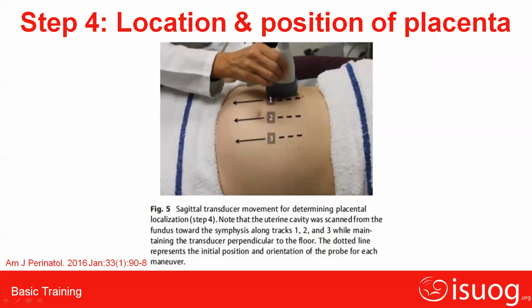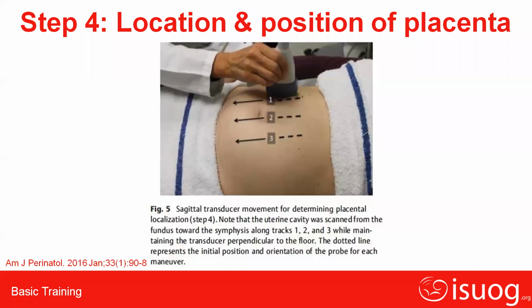Yes, madam. So we have to move the probe from the fundus to the symphysis pubis. So this is the fundus of the uterus. This is the symphysis pubis. These are the dotted lines where the probe is placed, perpendicular to the floor. And this is track 1. Once track 1 is completed, we go to track 2, and this is track 3. Unlike other steps, the probe is sagittally placed.